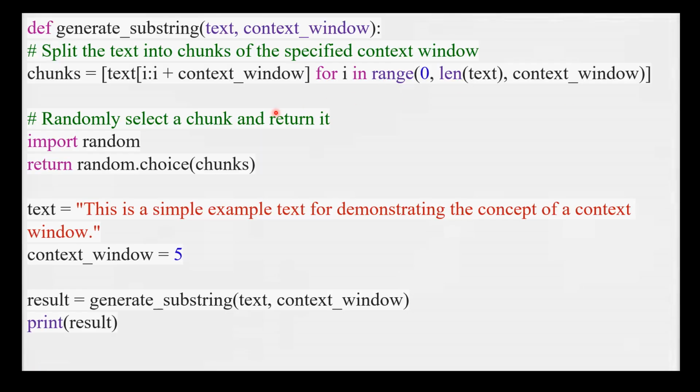Now let's understand a simple Python code for context window. So in this code, we define a function that takes two arguments, a text and a context window size, right? And it returns a random substring of the specified length from the input text. Now, this function will first divide the input text into chunks of the specified length and then randomly select one of these chunks and return it. Now, this code then demonstrates how to use the function by calling it with a sample text and a context window size of 5. And this output is a randomly selected substring of length 5 from this input text.